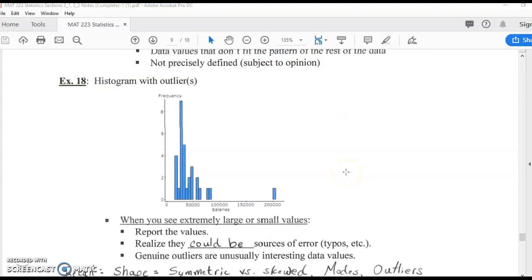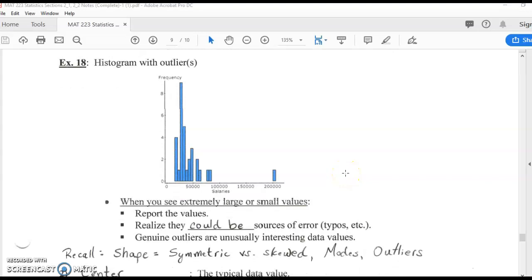So in example 18, here's a histogram with some outliers. When you see extremely large or small values, we want to report those values. Notice that most of the data is in here. These are salaries, and most people are down in here. Then we have somebody making an unusually large salary compared to the rest of the data set. So we want to report that it seems to be away from the rest, an outlier.